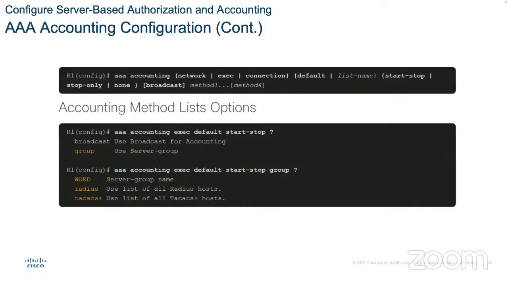As with authentication, you can use the word default for a list. Then you can record things like the type or trigger. That just means what is going to be recorded. Any questions on AAA and Cisco?